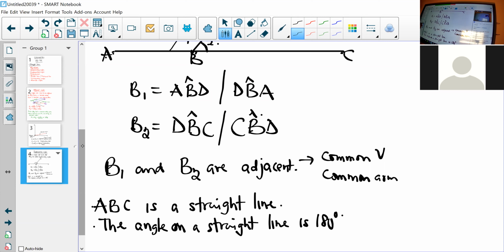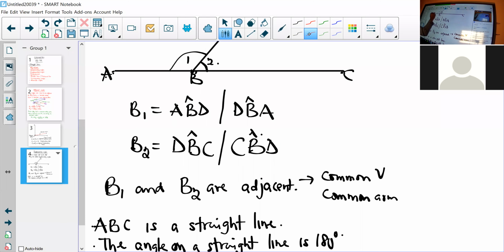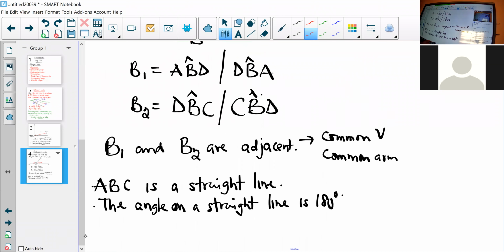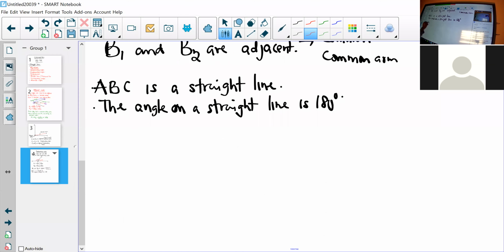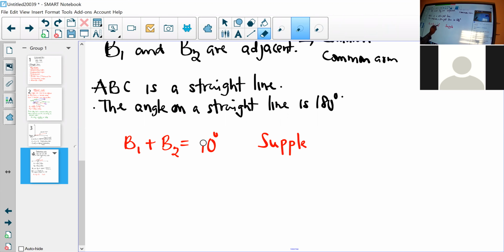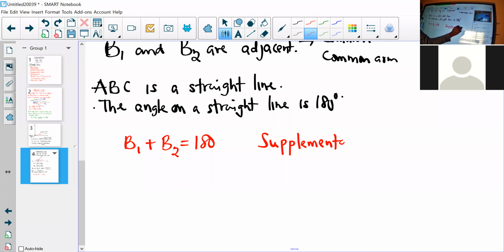All right. It means that this whole angle here, angle on a straight line, is 180 degrees. So with this conclusion, B1 plus B2 is equal to 180 degrees. And they are therefore known as what? Supplementary angles. Do we agree? They are called supplementary angles.